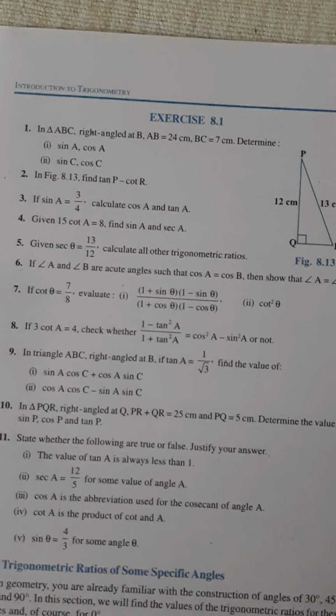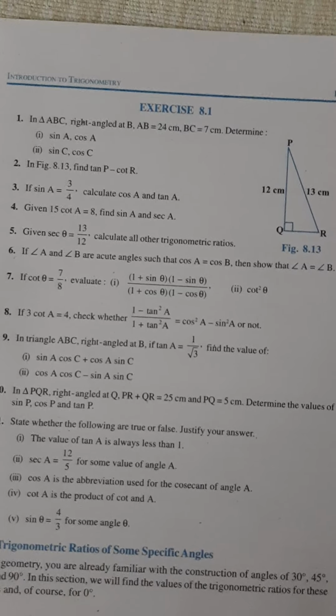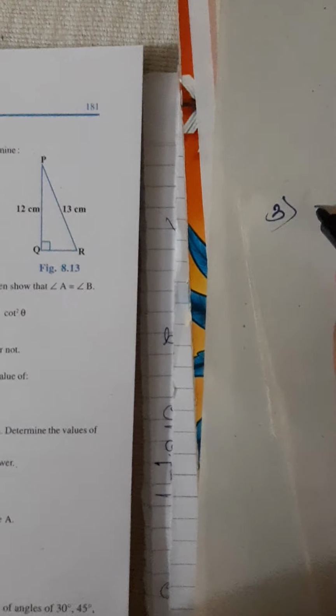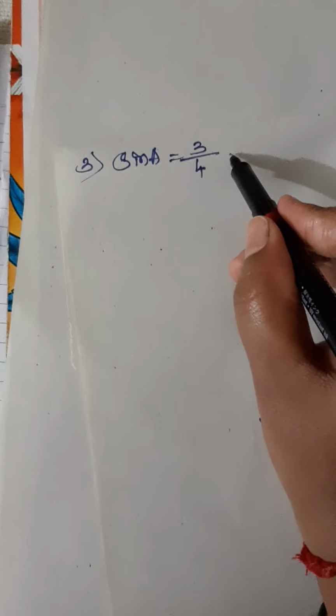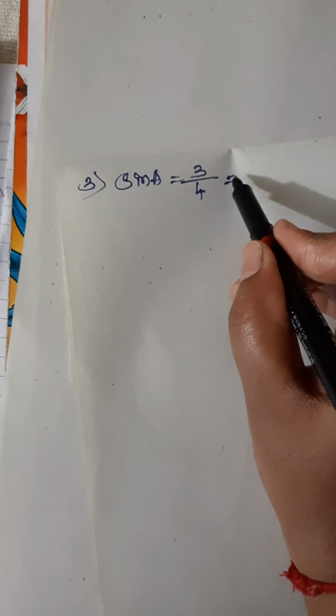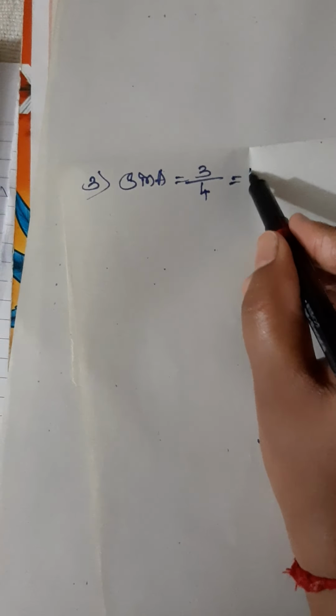Given that sin A is equal to 3 by 4, calculate cos A and tan A. Here they have given sin A, sin A is equal to 3 by 4. Let's draw one triangle here again, the same right angle triangle, that is A, B, C. Sin A is perpendicular divided by hypotenuse, so P by H. In this sin A, this is the angle, so perpendicular is 3 and hypotenuse is 4.